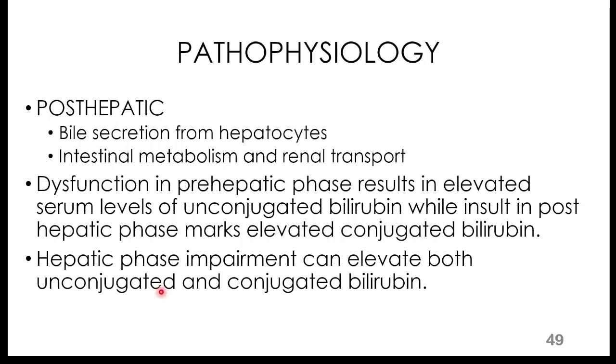Now, the hepatic phase can cause both unconjugated and conjugated, because if there's a problem within the hepatocyte, at least until very late stages, the problem probably will not affect all the hepatocytes, and so there will still be some conjugation of bilirubin going on. All right. So, but the pathologic hepatocytes might not be able to conjugate bilirubin.